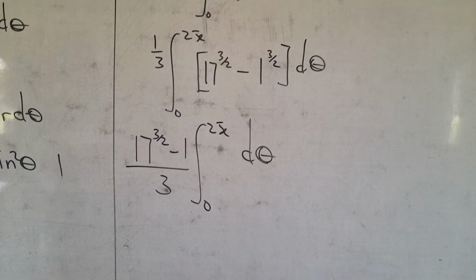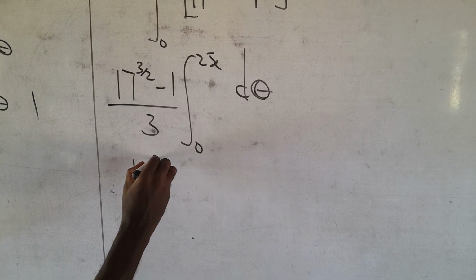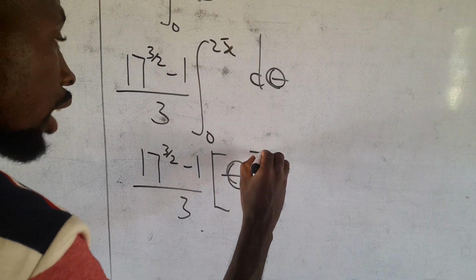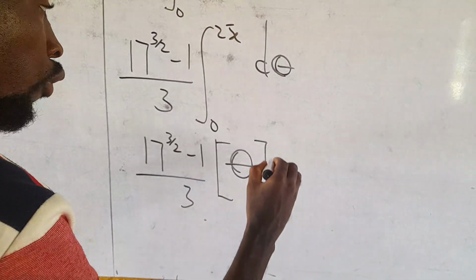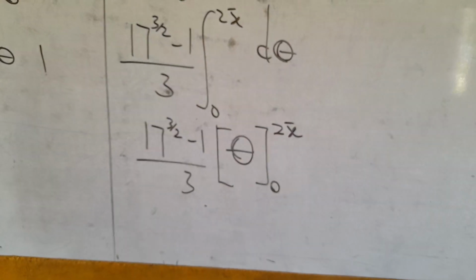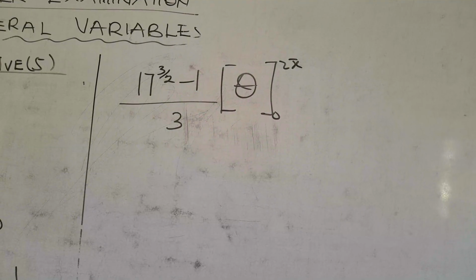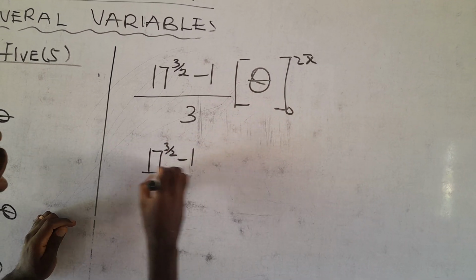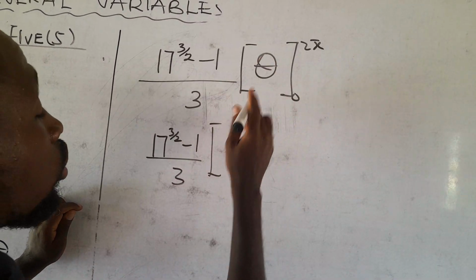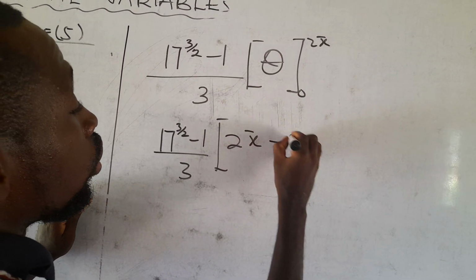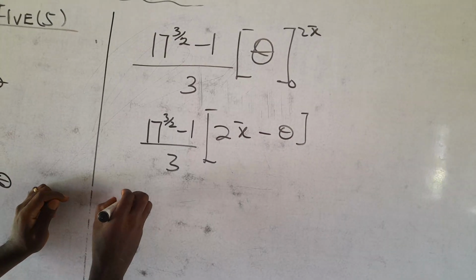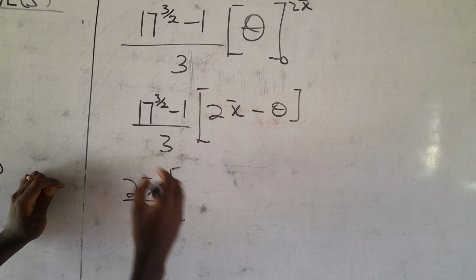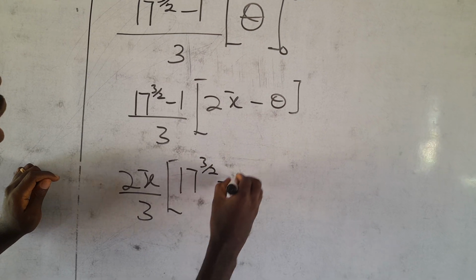So when we integrate d theta, it will be theta. So we have 17 exponent 3 over 2 minus 1, all over 3, theta, substituting from 0 to 2 pi. So now we substitute 0 to 2 pi. Then on substitution we get 2 pi minus 0, and 2 pi minus 0 is 2 pi. So we have 2 pi over 3, multiplied by 17 exponent 3 over 2, then minus 1.